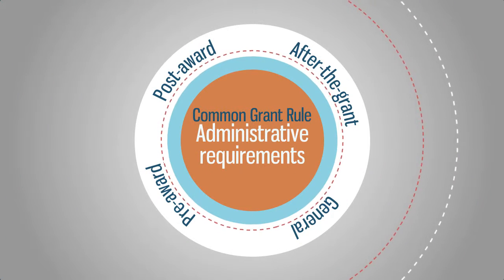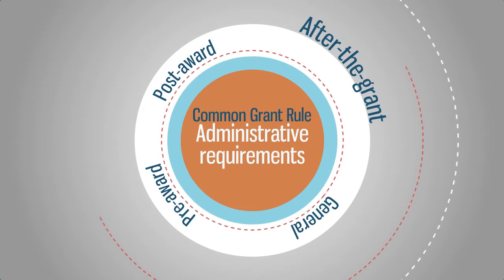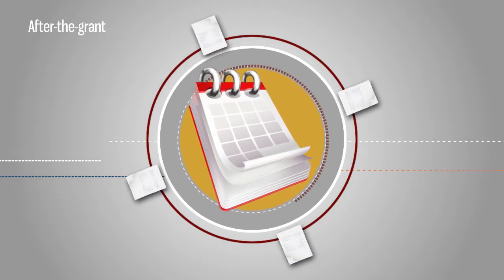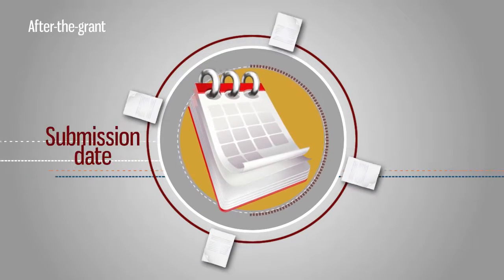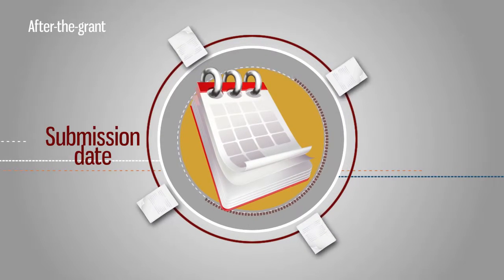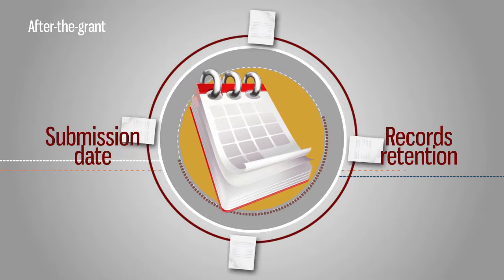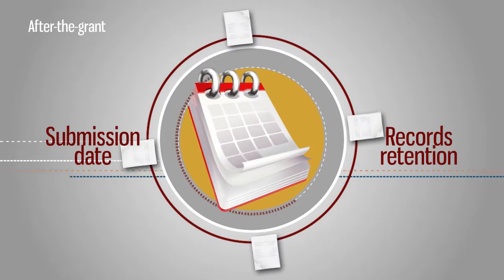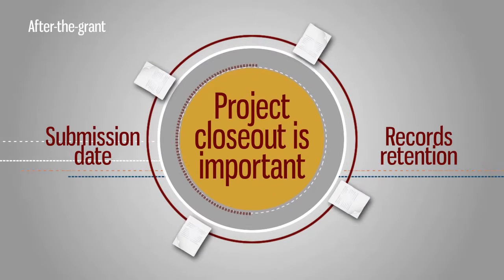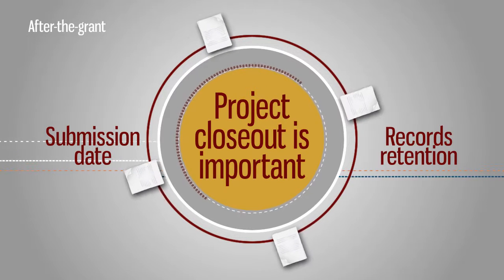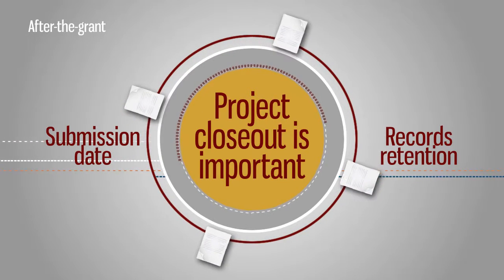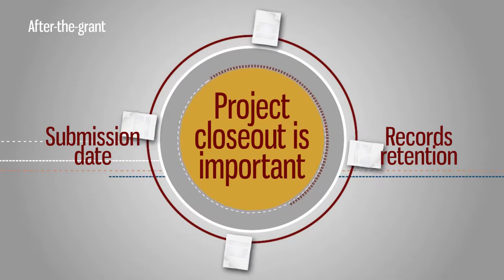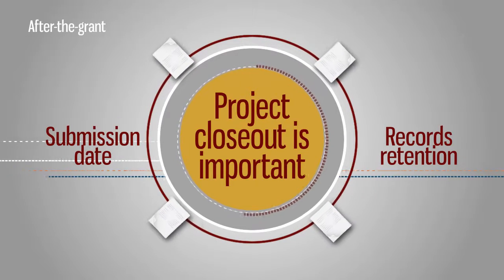Once the work on the project is completed, the after the grant requirements apply. After the grant requirements include the project closeout once the final voucher has been submitted. You should know the submission date of the final voucher because this date marks the beginning of the record's retention period. Some projects slip into an inactive status because they are not closed out in a timely manner. It is important to close out the project so it doesn't get labeled as inactive, as this will bring about additional reporting requirements. Closing out a project also has the benefit of releasing any remaining funds which can be used to authorize new projects.